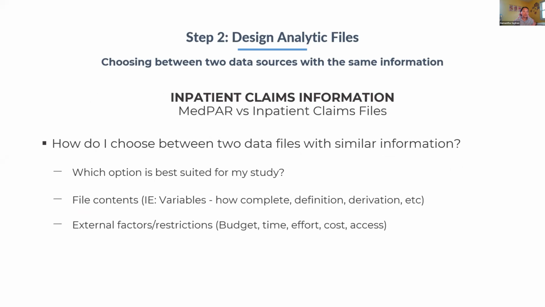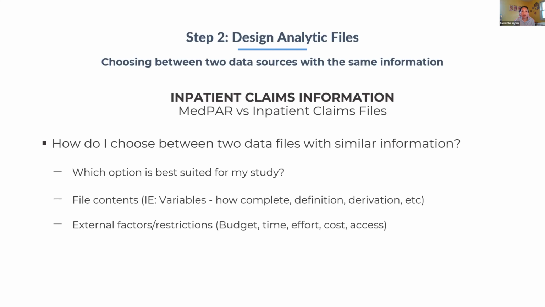So what happens when you have to choose between two data sources with the same information? I know we've gone over this already, the MedPAR versus inpatient claims files, so I'll skim over this a little quickly. But what happens if you have to choose between two data files with similar information? Ultimately you're asking which option is best suited for my study or my needs. And this is where you really have to think about your final goals and how much precision you need to reach your final goals. And precision can be measured in a lot of different ways. It's really what's most important to you and your team.